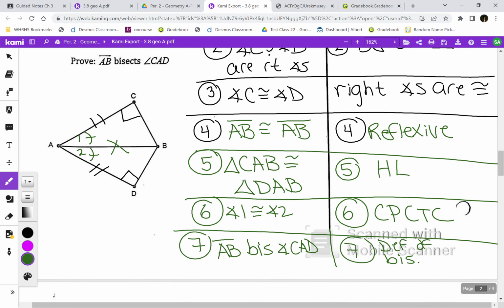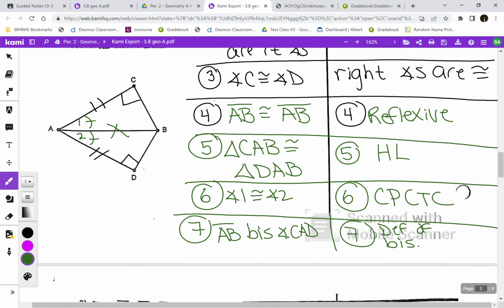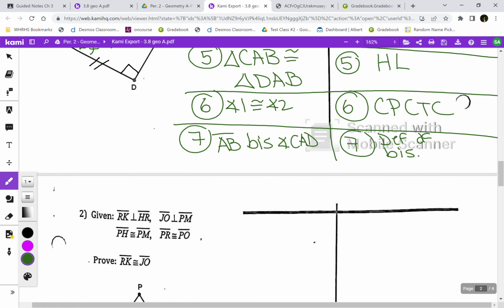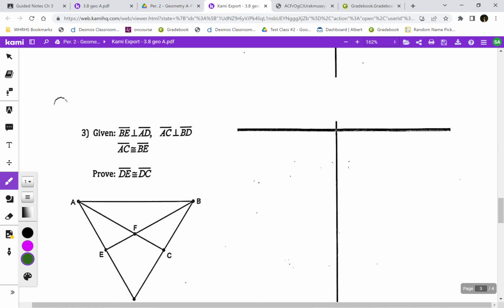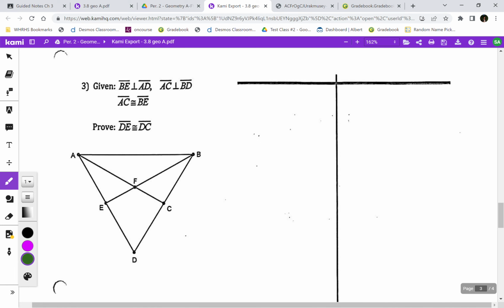All right, that's essentially the lesson. Let's do another one though. I'm going to skip number 2. Let's do number 3.